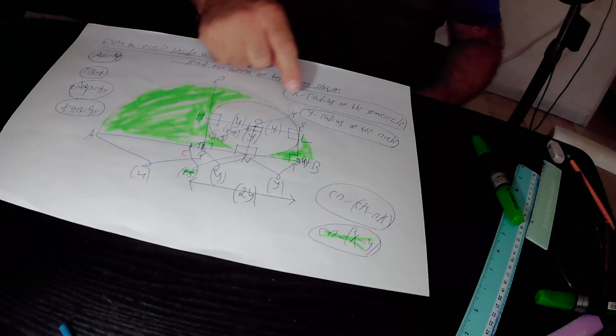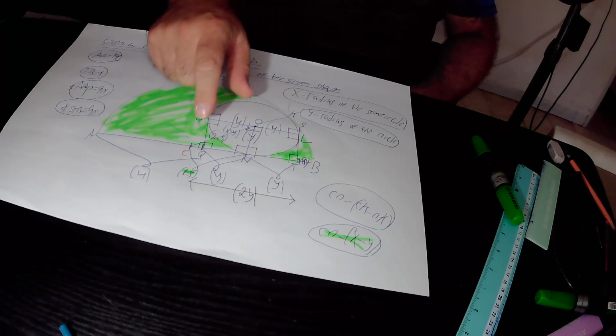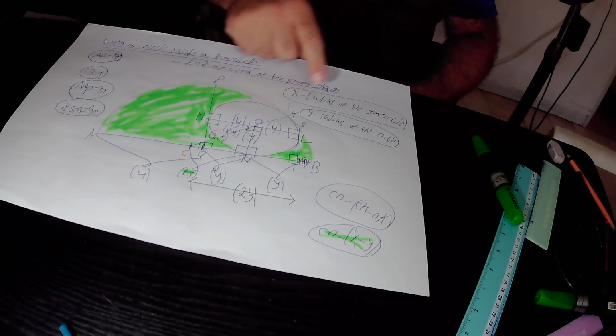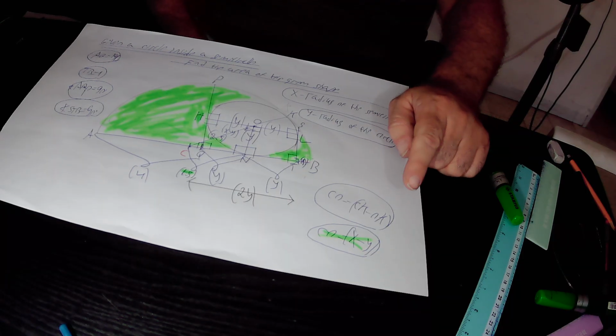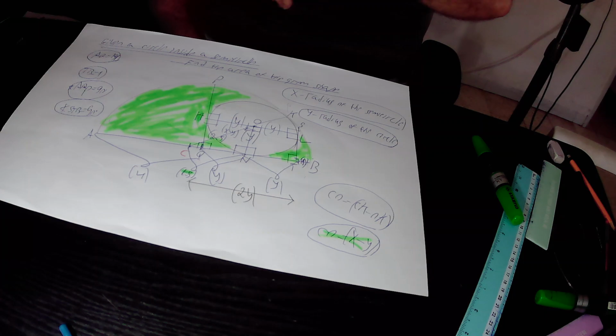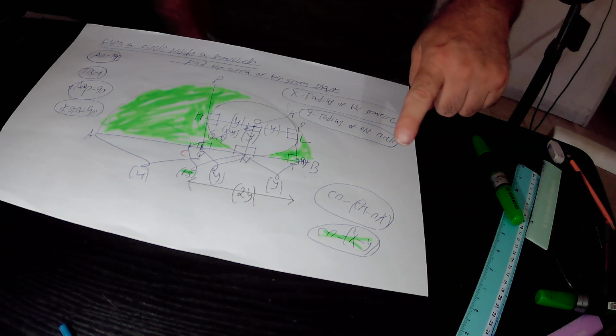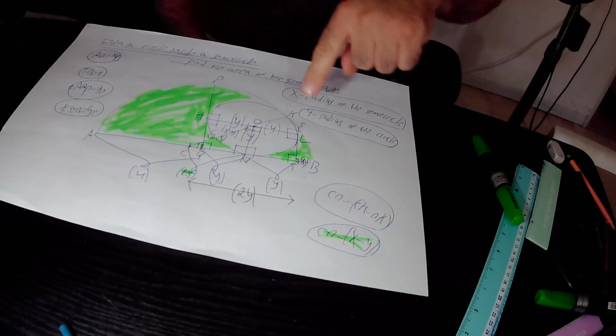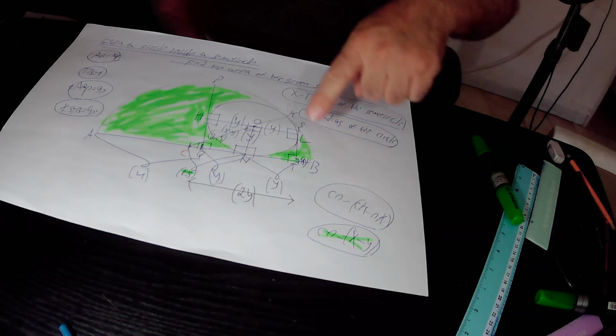If COK is one straight line, it means that CO must be equal to CK minus OK. So CO equals CK, that is the radius of the semicircle, that is x, minus OK, that is the radius of the small circle, that is y. So in total, CO equals x minus y.